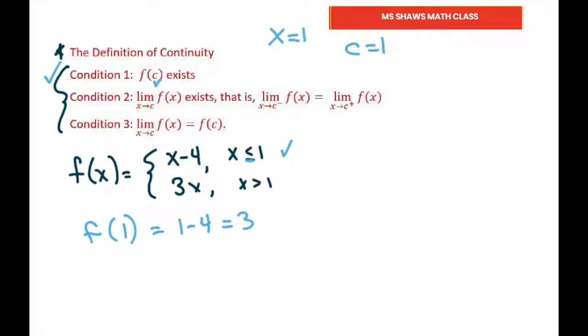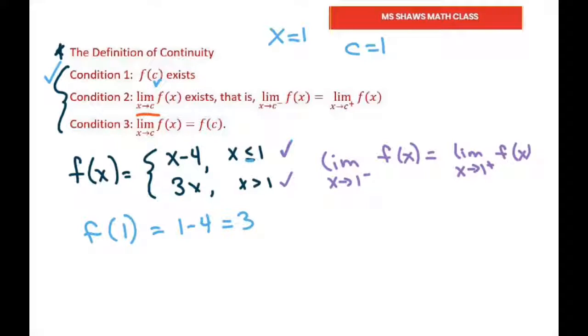Now we have to test condition 2. That means, does the limit exist as x approaches 1? So we have to take the left-hand side and the right-hand side limits. How you do that, you take the limit as x approaches 1 from the left, that means all numbers less than 1, of f of x. And that should equal the limit as x approaches 1 from the right of f of x. So that would be this piece.